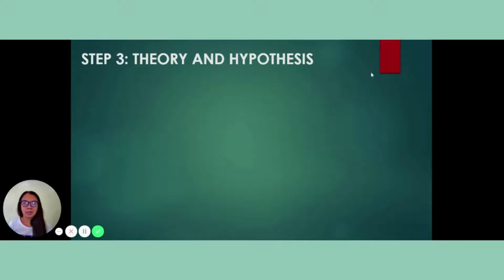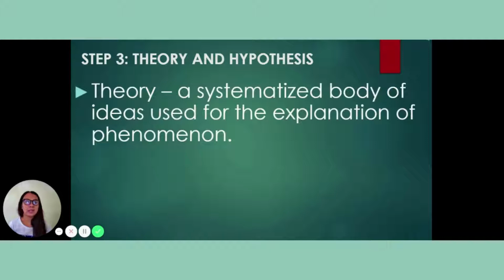Now, a theory is a systematized body of ideas used for the explanation of phenomenon. A theory is basically an explanation tool. You should remember, however, that a theory is not the same as the law. A theory has its limitations because it is context bound. It means that a theory may be correct in one instance and wrong in another.